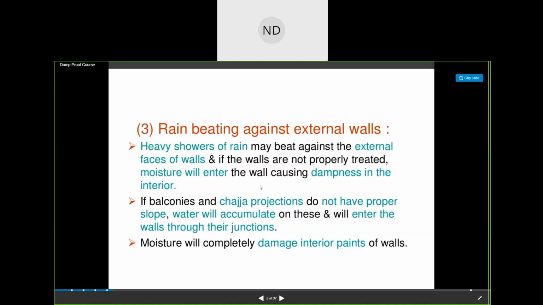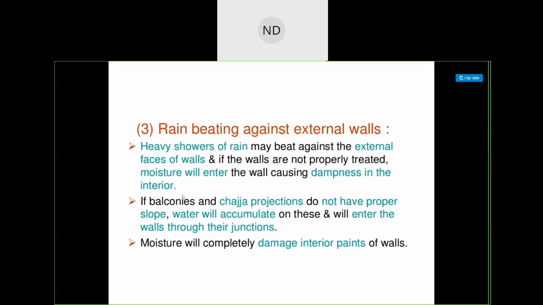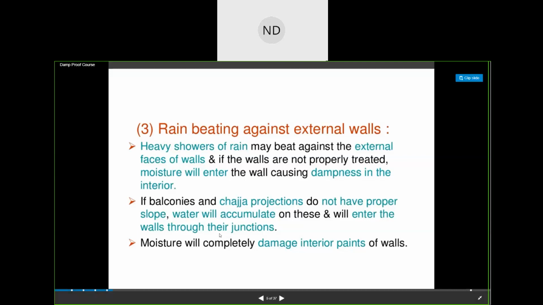So for that you also have to keep in mind your chajjas. Your chajja should have a slanting kind of slope, so that your rainwater does not remain stored or blocked above the chajja. Because if it remains there, what will happen? It will enter through the joints to your walls, the junction. Moisture will obviously damage the interior faces of walls.